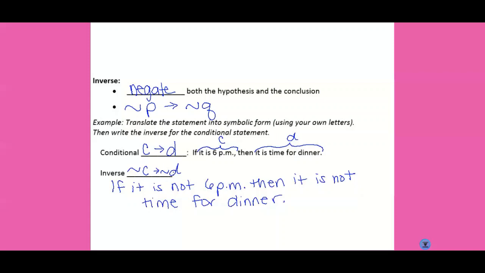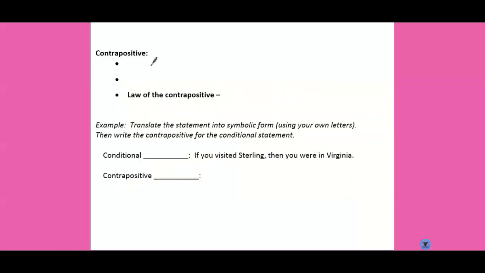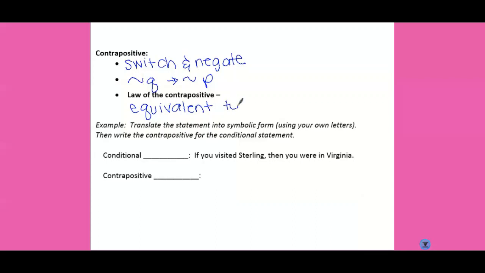And our final type of statement is a contrapositive. In this one, we are going to switch and negate. It's the longest word, you have to do the most work. Symbolically, it would be not Q, then not P. And the law of contrapositive says that the contrapositive is equivalent to the conditional. And we'll get into what equivalent means in just a little bit.